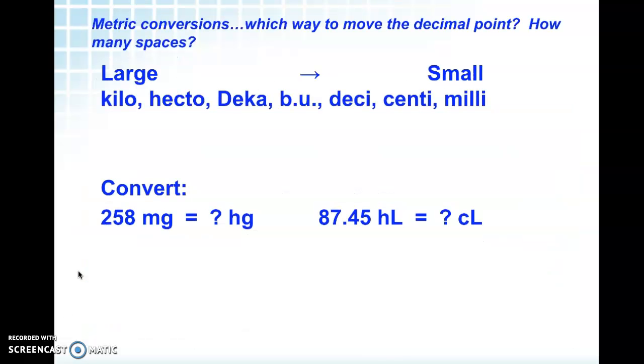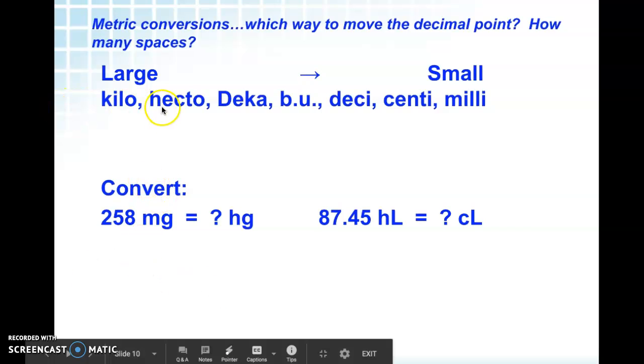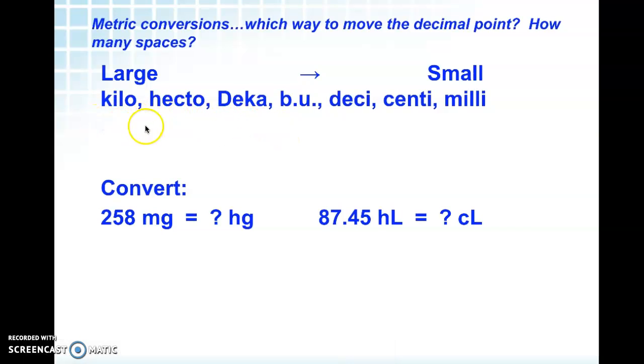For the metric conversions, it's easy to make metric conversions because all we have to do is move the decimal point. You want to record this list up here too, where it goes from large to small in this order. Having this will help us determine which direction and how many places we're going to move the decimal point. A couple of examples, and you can pause the video and try this out too.